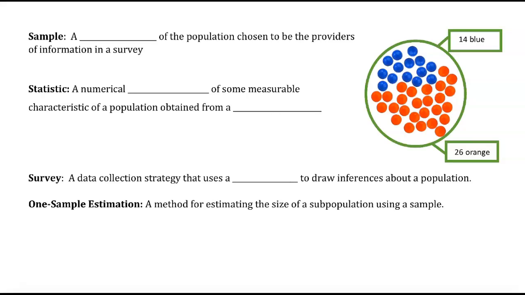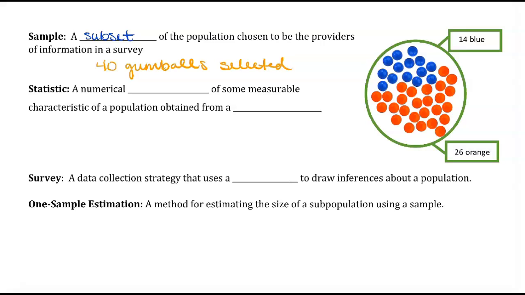Specifically, a sample is a subset of the population chosen to be the providers of information in a survey. That is, we're trying to find out information about all 200 of the gumballs, but we're going to look at a sample of 40 of them to give us information about the 200. Our sample here is the 40 gumballs that were selected by this first student.